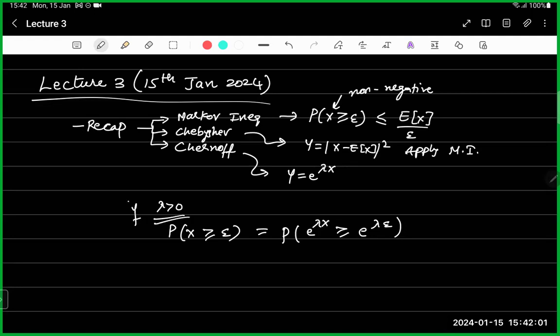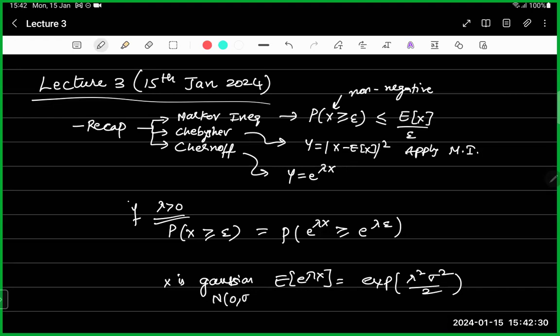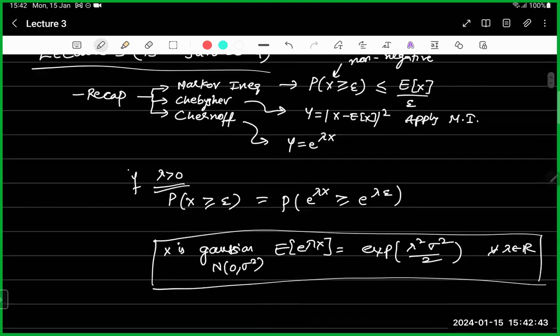So if you want that, then we proved something. Like if you assume that X is a Gaussian distribution, then expected e power lambda X has a particular form. What was it? If X was Gaussian, what is expected e power lambda X? E power lambda square sigma square by 2. Gaussian in the sense normal, zero mean, and variance sigma square. Actually, this is true for any lambda. This particular thing has nothing to do with the lambda being positive, but this equality will hold.